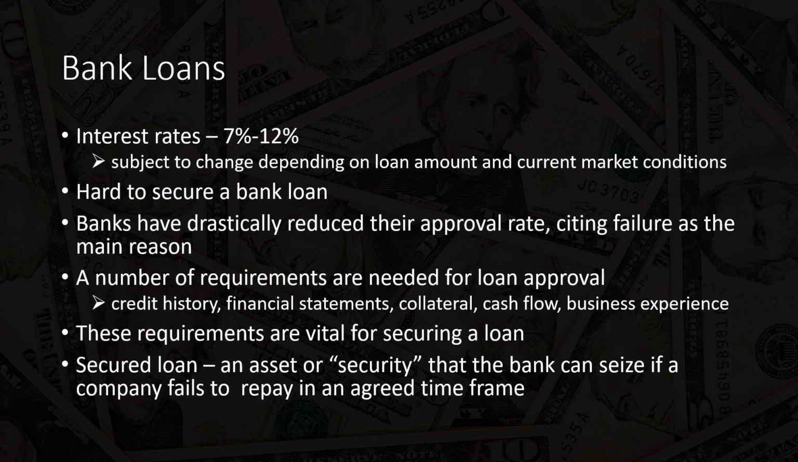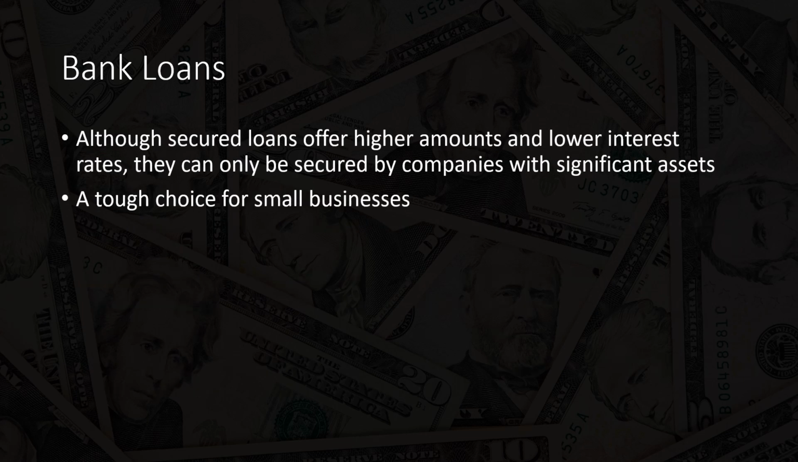For a bank loan to be approved, you need to comply with a number of requirements. These include credit history, financial statements, collateral, cash flow, and, of course, business experience. These requirements are vital when it comes to securing your loan. A secured loan, as the name implies, requires that you offer an asset or security that the bank can seize if your company fails to repay in an agreed time frame. Although secured loans offer higher amounts and lower interest rates, they can only be secured by companies with significant assets. In short, applying for bank loans is a tough choice for small businesses.